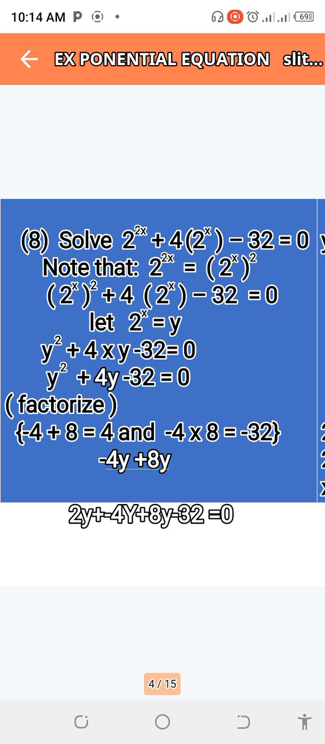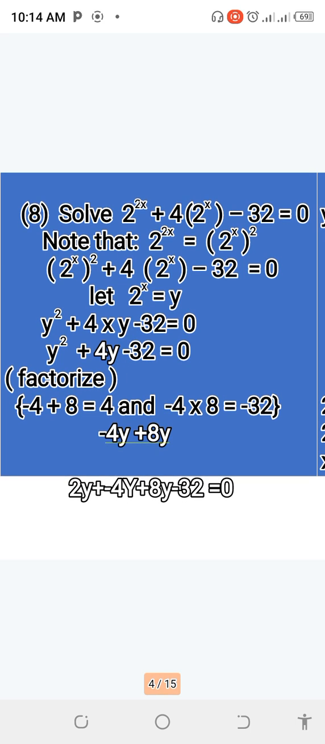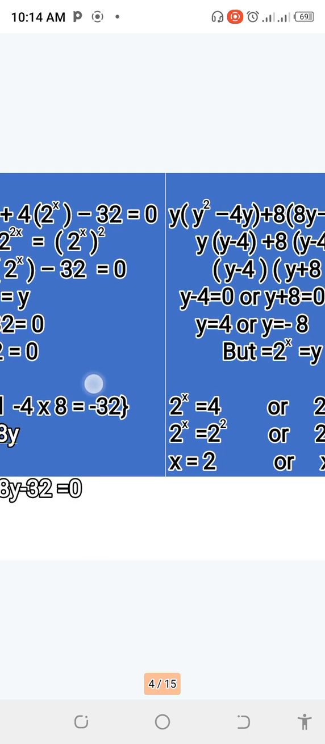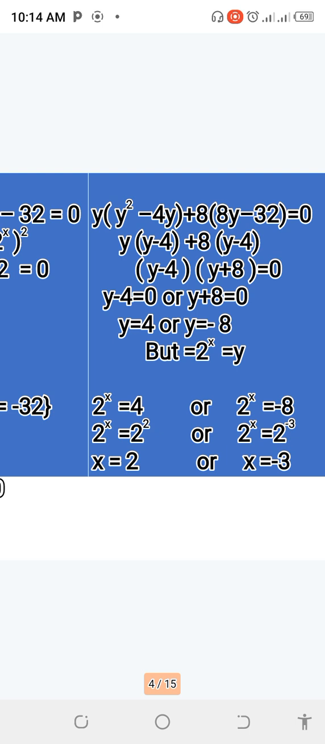So in the place of this 4y, we are going to change the expression to replace it with minus 4y plus 8y. That is only what this one is going to do there. Now, it has been replaced here. Now, the question now becomes y squared minus 4y plus 8y minus 32 is equals to 0.